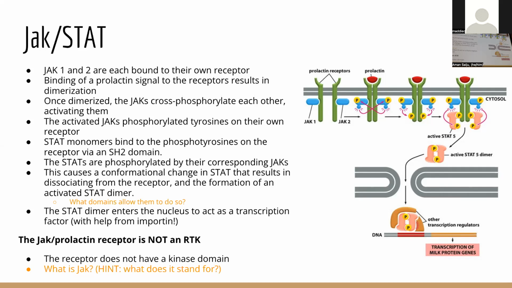of STAT, right? But these are STAT monomers. So once each STAT binds to the phosphorylated tyrosine on the receptor with its SH2, they are phosphorylated themselves by the active JAKs. Once they have been phosphorylated, they can come off of that phosphorylated tyrosine on the receptor. And these phosphorylated monomers then dimerize to make an active STAT dimer.